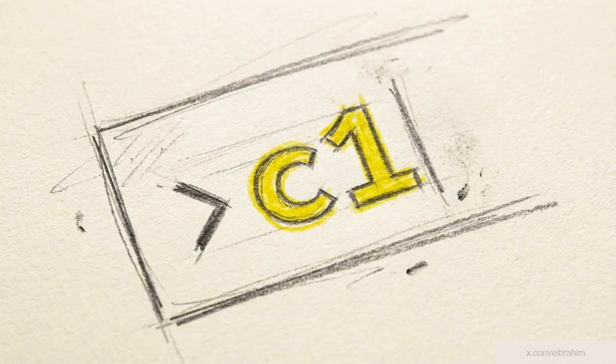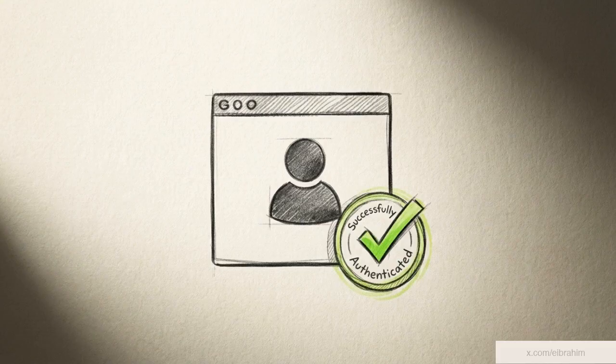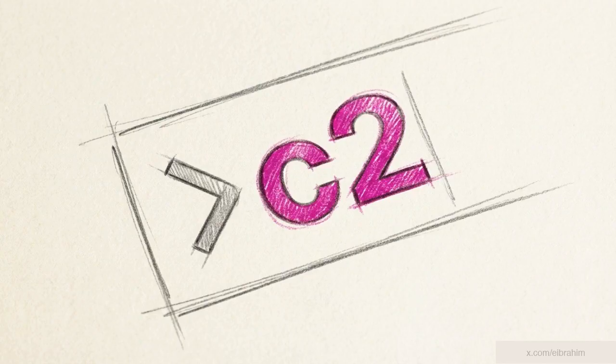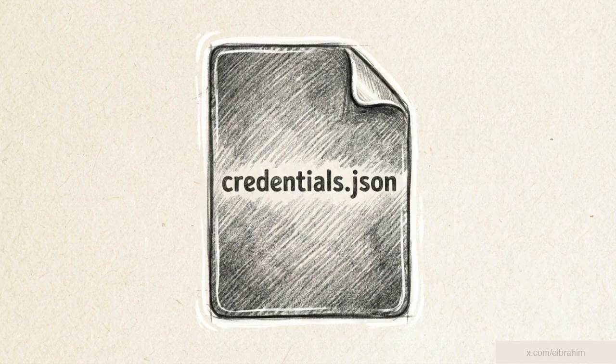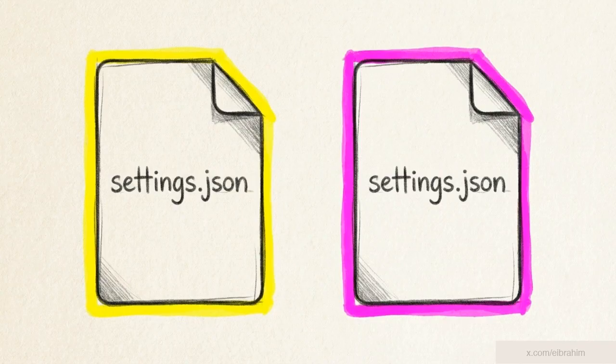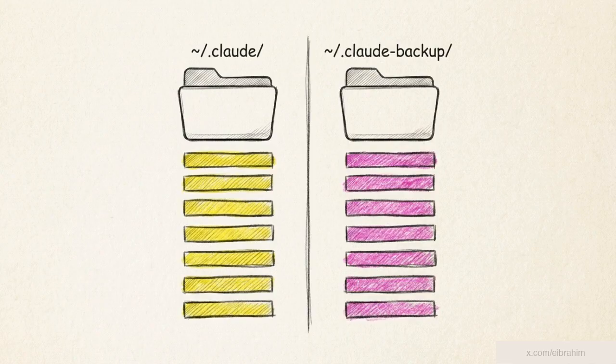To get started, run your C1 alias to select your primary path, then log into your main account as you normally would. Next, exit the session and run C2. Authenticate your second account here to create the credentials and history files for your backup directory. Since each account has its own settings file, you can customize their permissions separately, for example, giving your main account full tool access while keeping the backup account more restricted. Keeping these credentials in physically separate folders prevents any crossover between your primary and backup workflows.